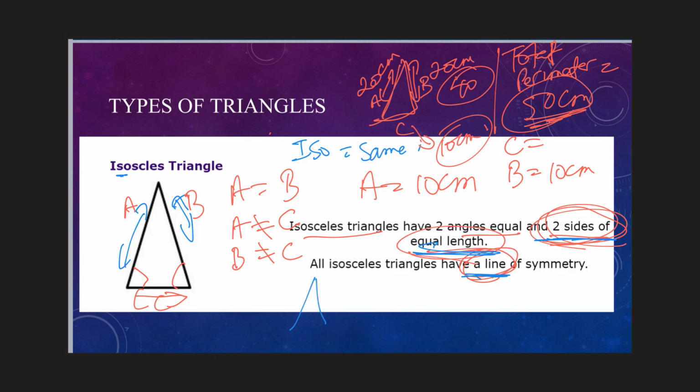So essentially, if we have an isosceles triangle, the only line is this line going down here. So this side will be equal to this side. You can't put a line here, you can't put a line there, right?